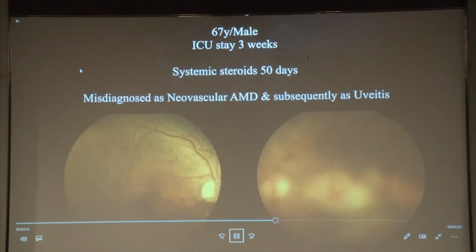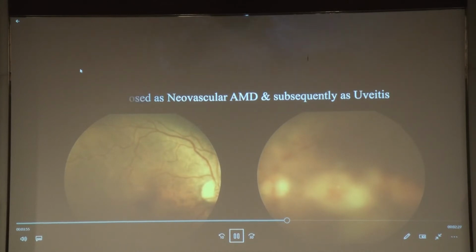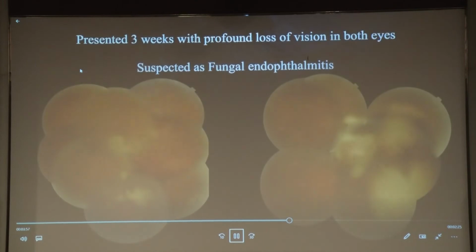Our next case was initially diagnosed as neovascular AMD, but as he developed vitreous exudates, he was subsequently treated as a case of uveitis with steroids. We suspected fungal endogenous endophthalmitis and performed a vitrectomy in both eyes. In the right eye, we removed the creamy white exudates. We noted a yellow fungal abscess at the posterior pole.